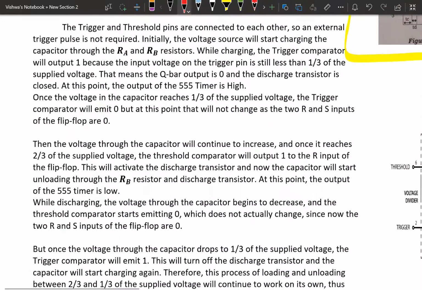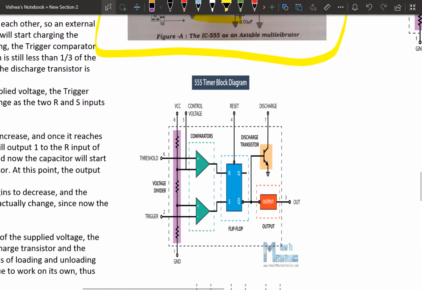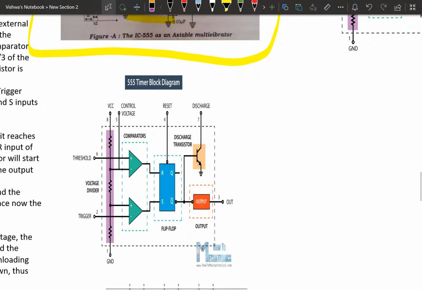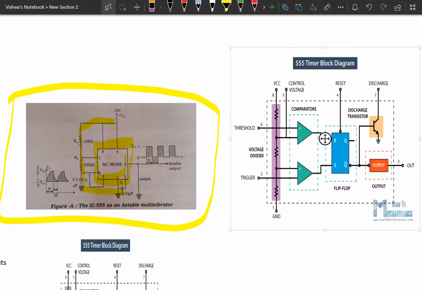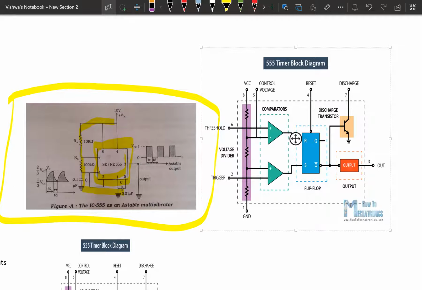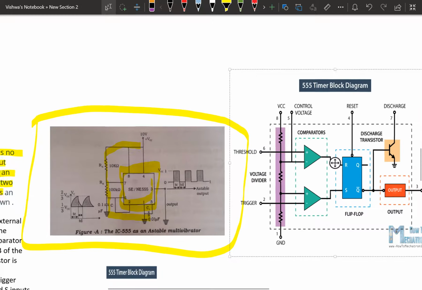Okay, I am not going to read these steps. I will explain by using the circuit diagram. Here is the circuit diagram.